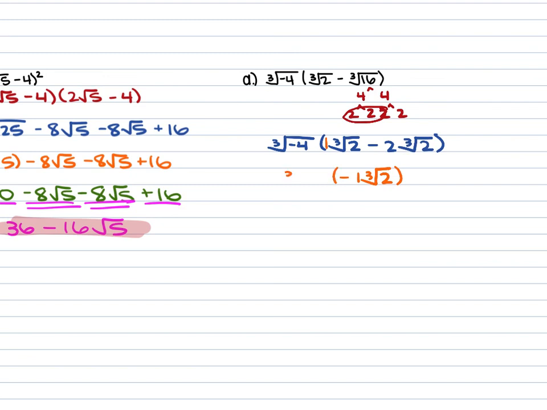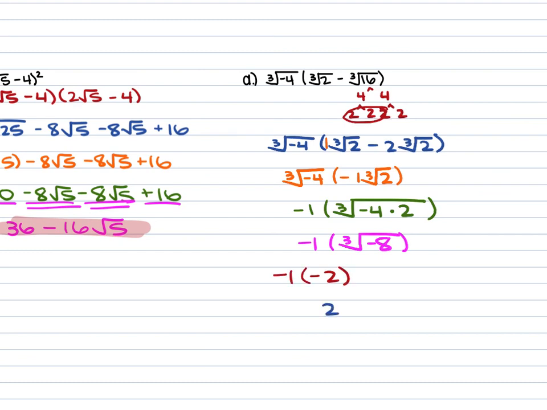We multiply that by the cube root of negative 4. And this is just going to give us the opposite, the negative 1 times the cube root of negative 4 times 2. That negative 4 times 2 gives us negative 8. So this is going to be the opposite, or negative 1, times the cube root of negative 8. The cube root of negative 8 is negative 2, so we're doing negative 2 times negative 1, which is just positive 2.